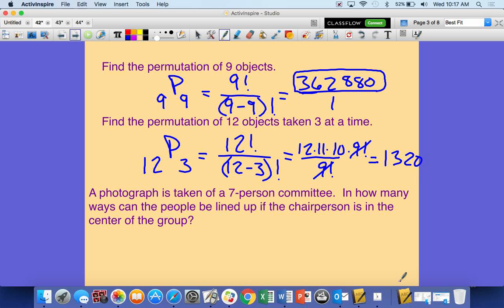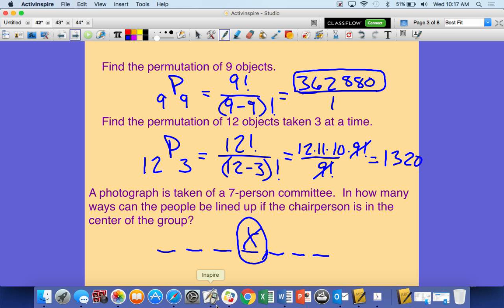Alright, a photograph is taken of a 7-person committee. In how many different ways can the people be lined up if the chairperson is in the center of the group? Alright, well, let's think about this. We've got 7 spots here. Let's see, this person needs to sit there. Everybody else can sit wherever, it doesn't matter where.